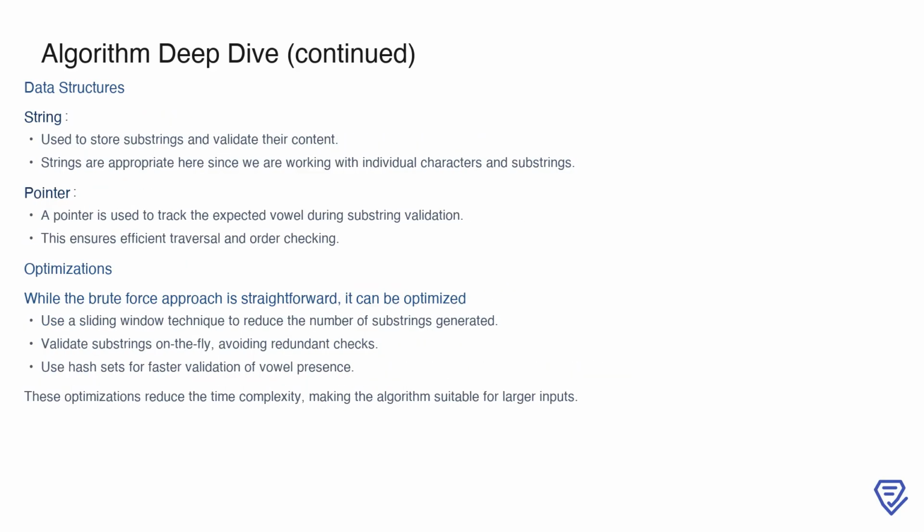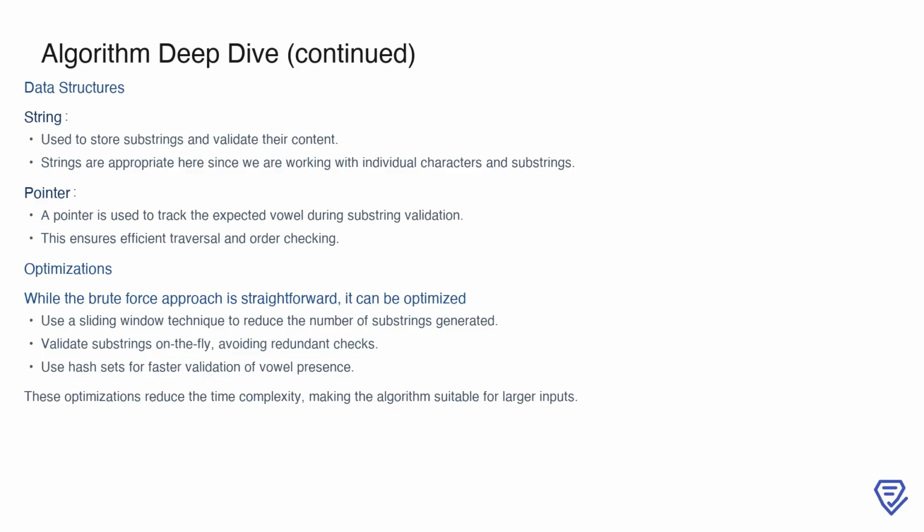To implement this algorithm, we rely on a few key data structures. Strings are used to extract and store substrings since they allow us to easily access individual characters and manipulate portions of the input. A pointer is also essential for tracking the current vowel during the validation process. This makes it efficient to traverse the substring while ensuring that the vowels appear in the correct order.